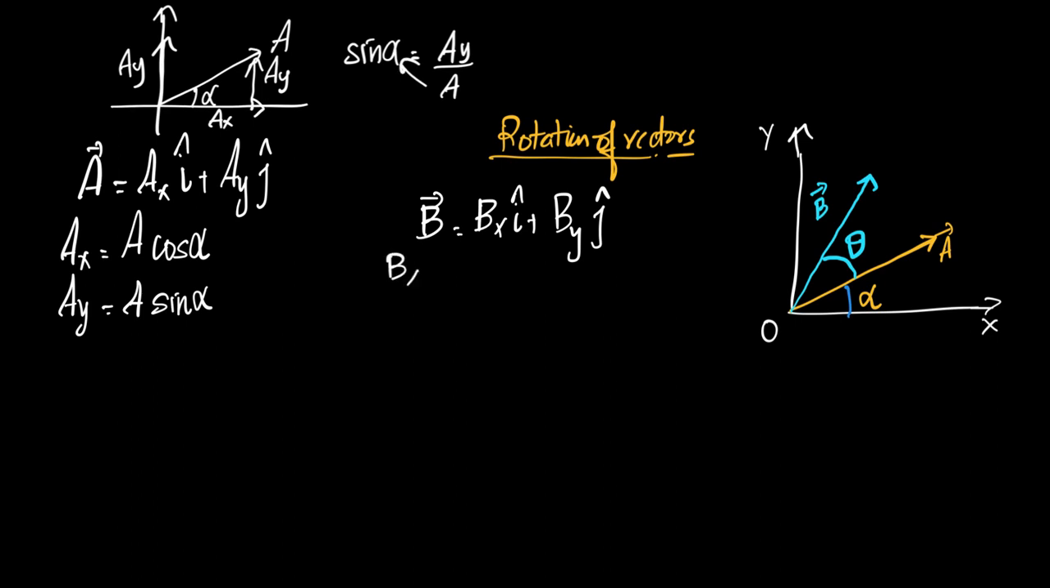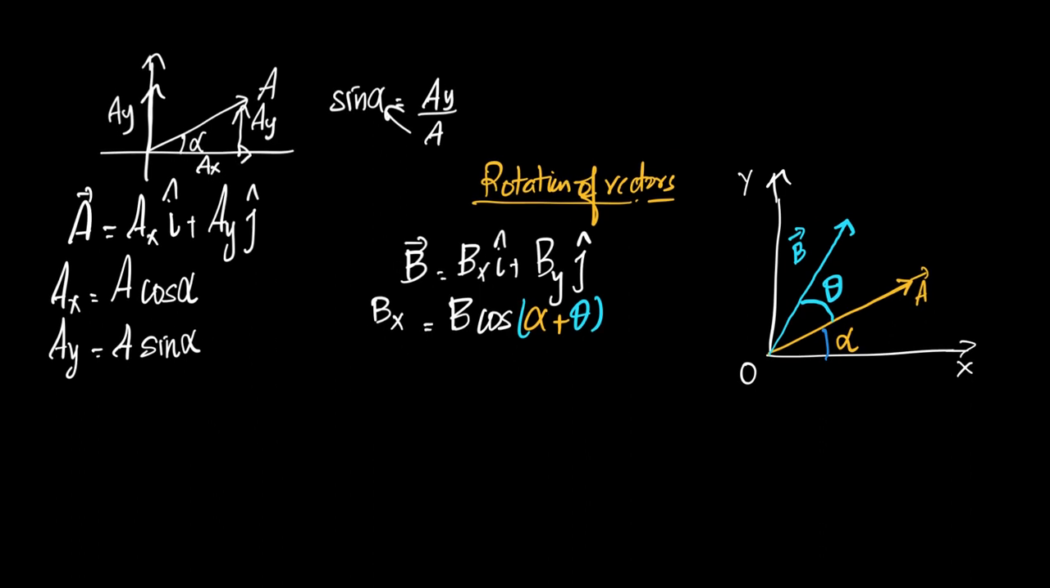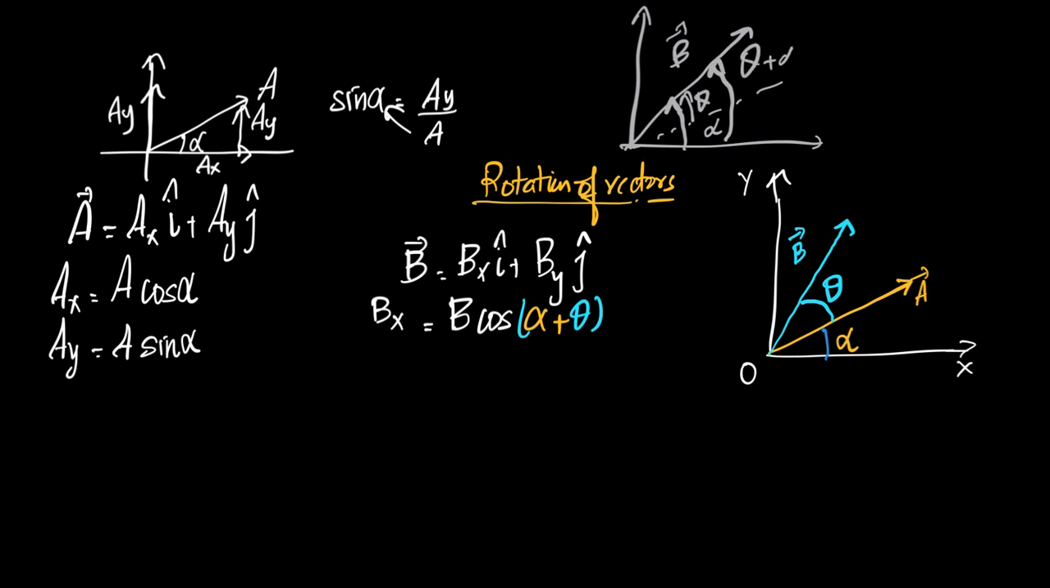Similarly, what is bx here? Bx here will be equal to b cos alpha? No, bx here will be equal to b cos alpha plus theta. You may have a doubt here too. Let us resolve that portion also. So this is vector b, right? And what is the angle vector b is making? Vector b is making an angle of alpha plus this angle theta. So the complete angle is theta plus alpha, right?